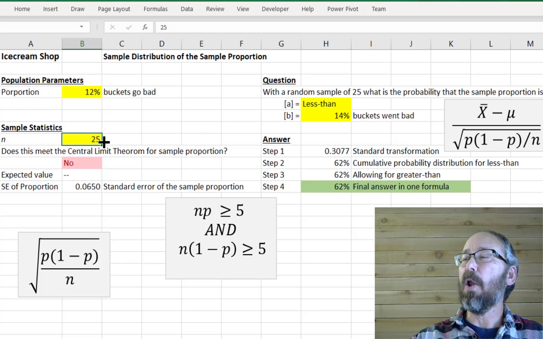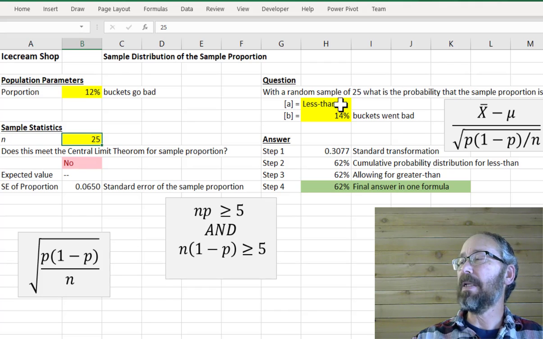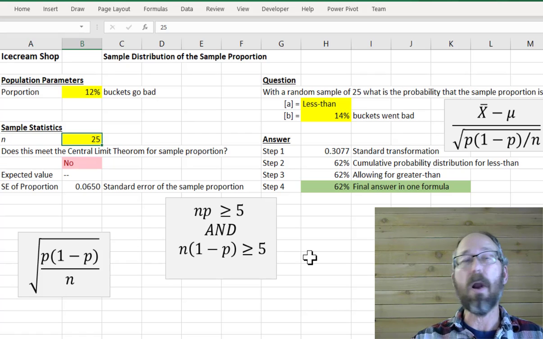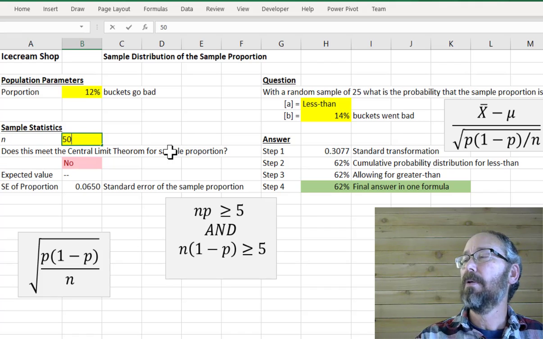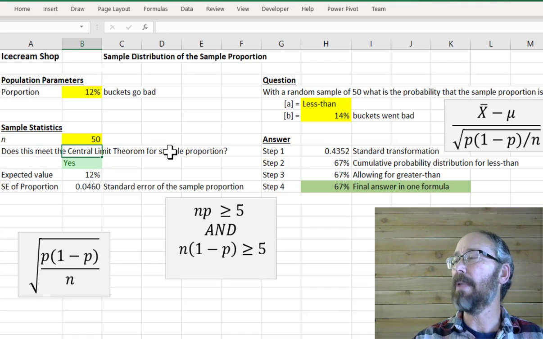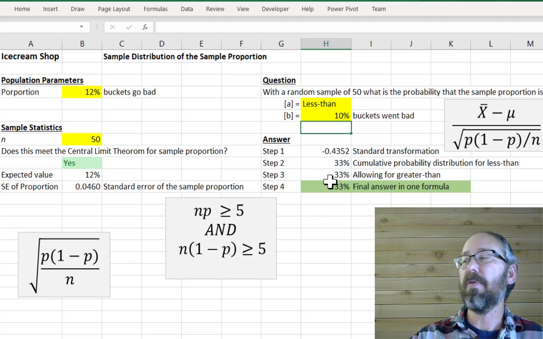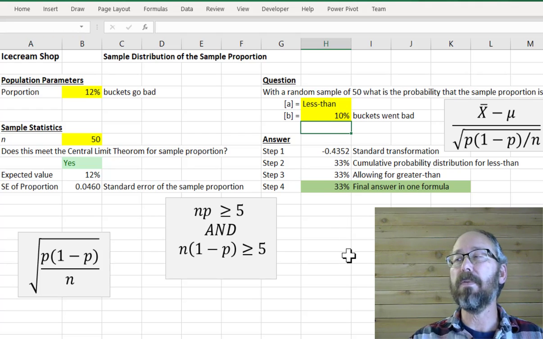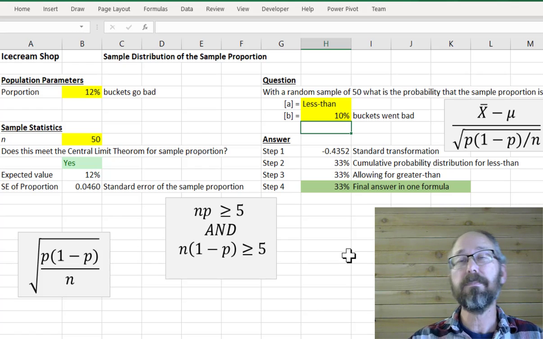So if we lower this to 25, notice it doesn't meet the central limit theorem. And in that case, we can still do the calculations, but we're not as confident that this is a normal distribution, right? Or approximately a normal distribution with our sample size. So we have to get our sample size up to somewhere where it meets that central limit theorem. And then we can play around with, well, less than 10, 30% chance, 33% chance. We can continue to play around with that. So there you go. That's a sample distribution of the sample proportion and the sample distribution of the sample mean. Now it's your turn to give it a try.